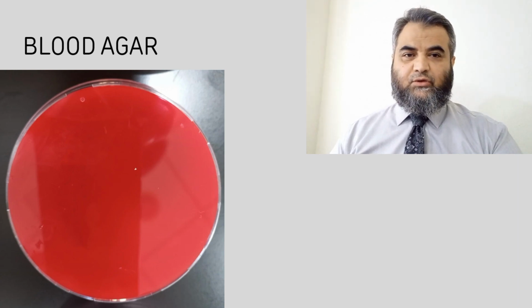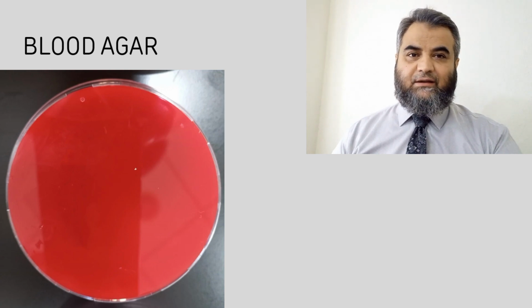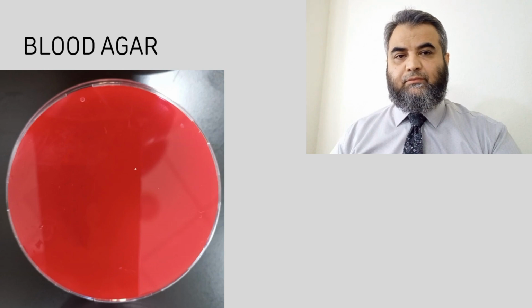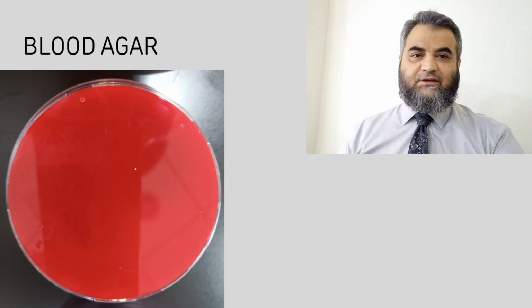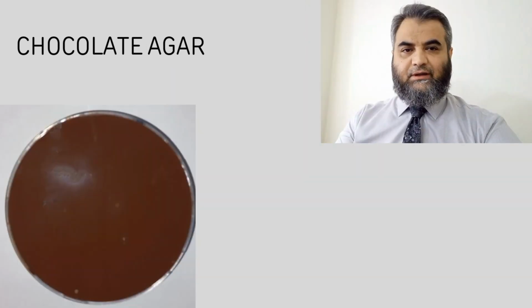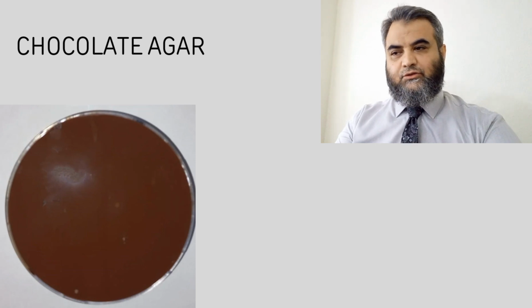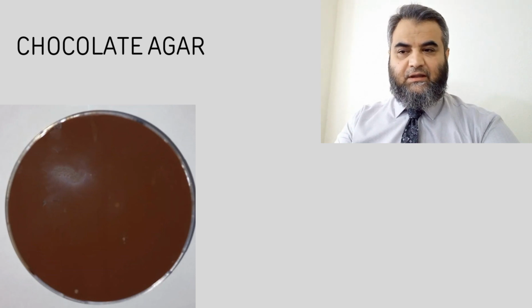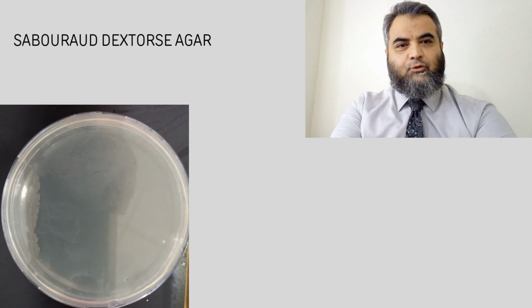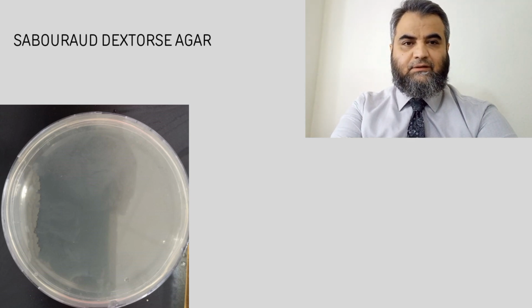The slide is showing you blood agar. Blood agar is basically used for the culture of aerobic and facultative anaerobic bacteria. Chocolate agar is used for aerobic and anaerobic organisms, Neisseria, Moraxella, and Haemophilus. This is Sabouraud dextrose medium, which is basically used for the culture of fungi.